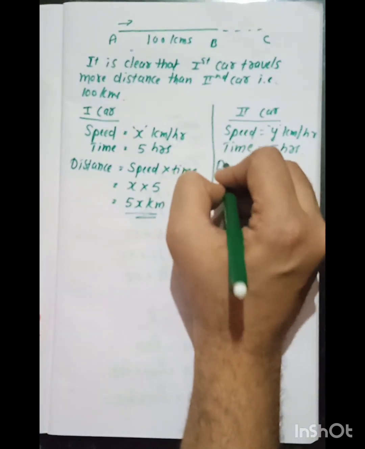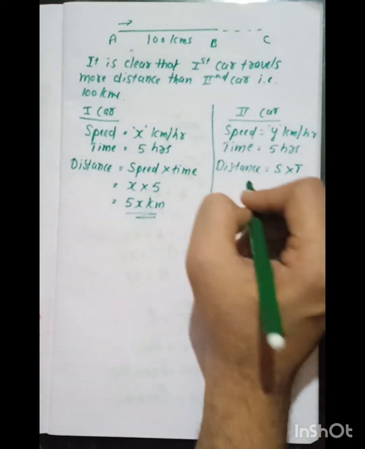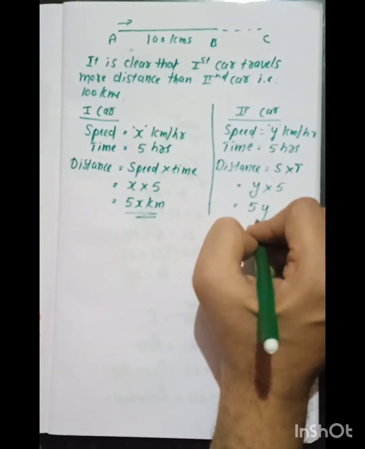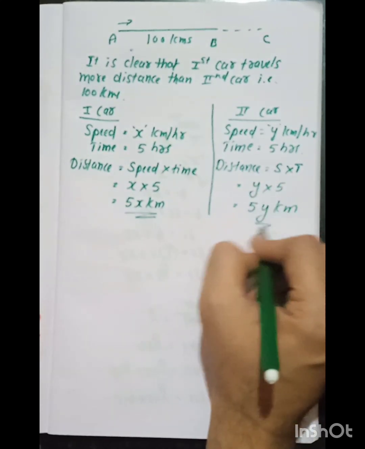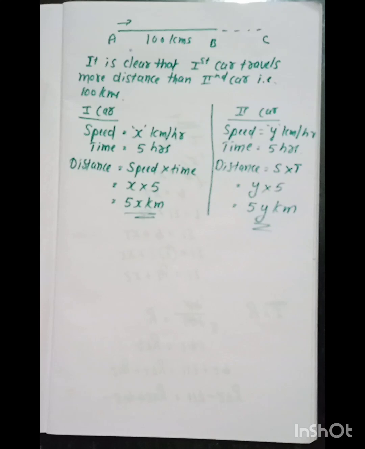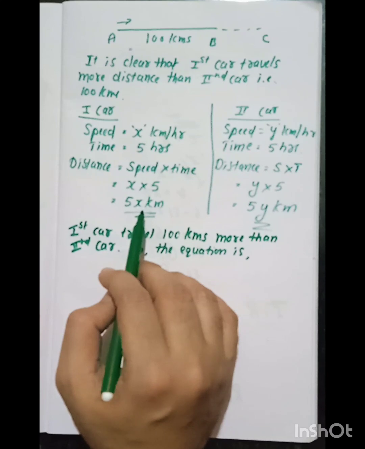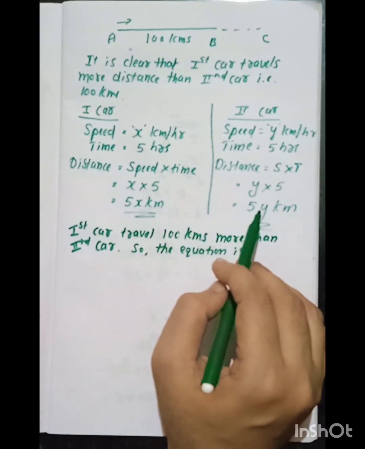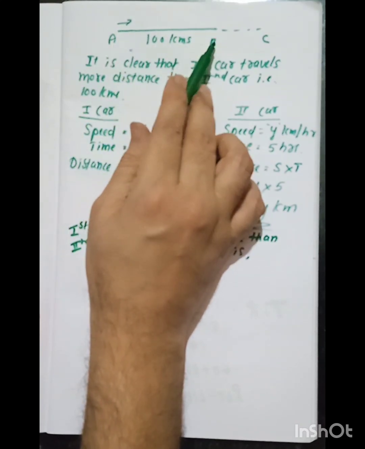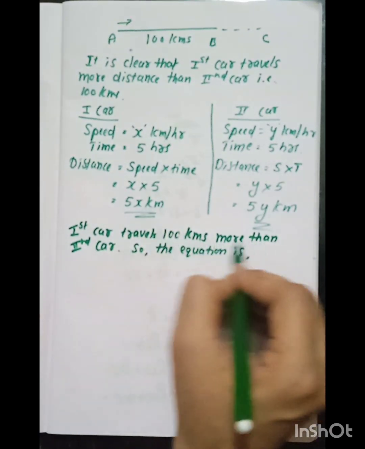Now, distance equals speed into time. What is speed? y. Time is 5, that is 5y kilometers. So the distance traveled by the first car is 5x kilometers, and the distance traveled by the second car is 5y kilometers. We know that the first car travels 100 kilometers more than the second car.